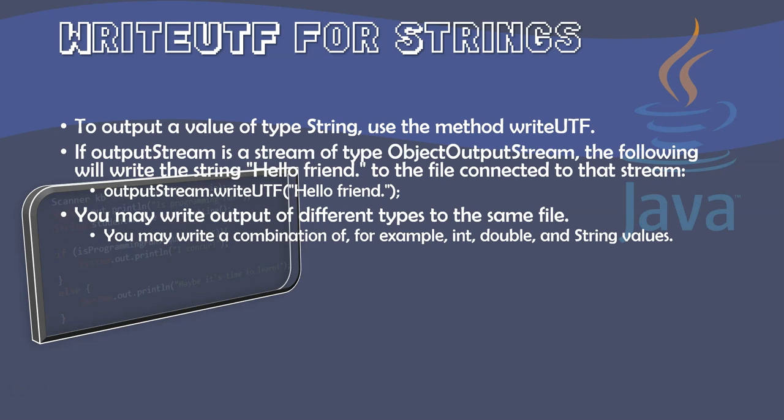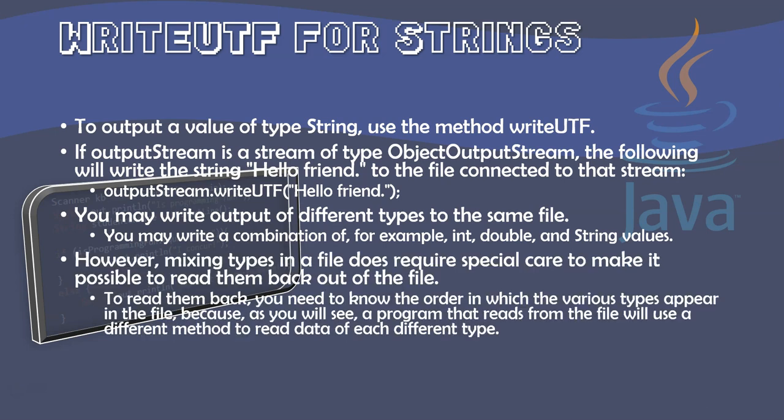You may write output of different types to the same file also. So let's say we want to have a combination of int, double, and string values. Yeah, sure, go ahead, you can do that. However, one thing to keep in mind, as we start mixing these file types, it does require special care to make it possible to read them back out of the file. So to read them back, you need to know the order in which the various types appear in that file. Because as we're going to start to see later, when we get into reading in files, a program that reads the file will use a different method to read data of each type.